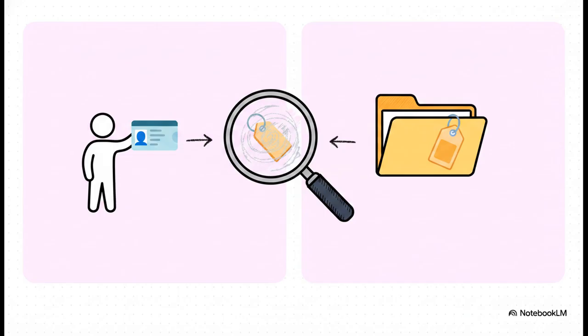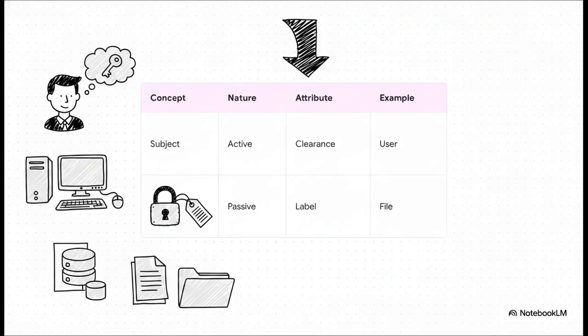And this brilliantly illustrates the absolute foundation of access control. You've got clearances belonging to subjects on one side and labels belonging to objects on the exact opposite side. For any action to take place, for that file to actually open on your screen, these two sides have to evaluate each other. The system compares the subject's active clearance against the object's passive label. If the math checks out, access is granted. If it doesn't, the door stays shut. No way around it.